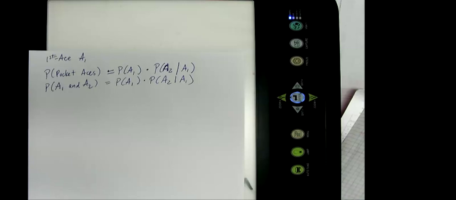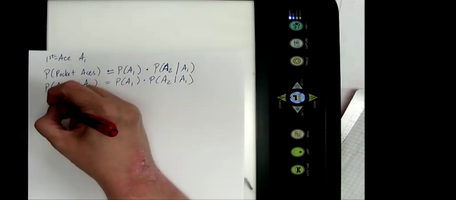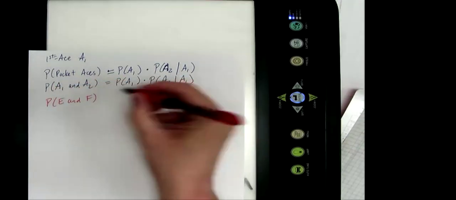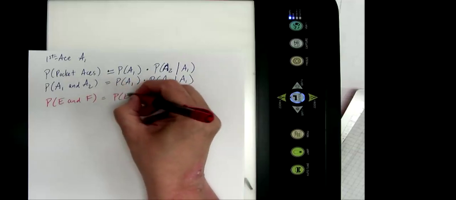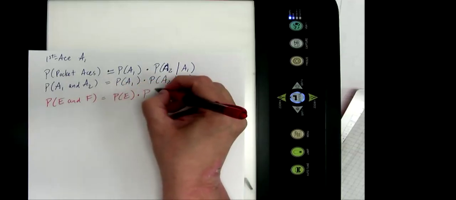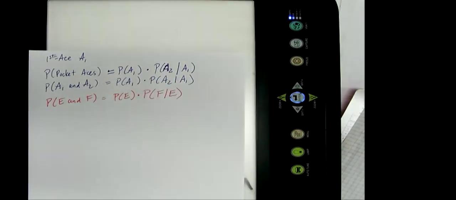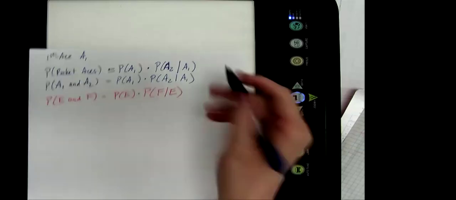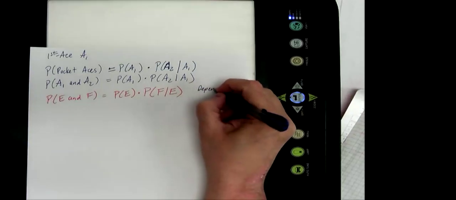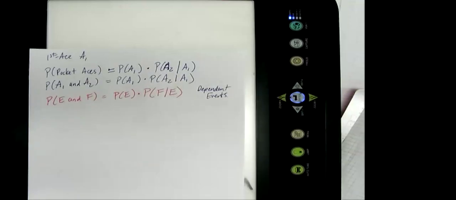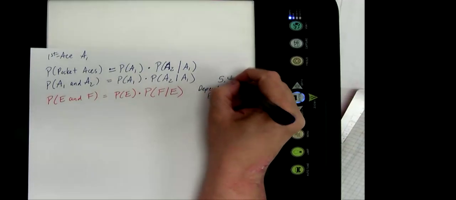If I relabel this with E and F, the probability of E and F equals the probability of E times the probability of F given E. These are for dependent events, which is 5.4, we're in 5.4 now.